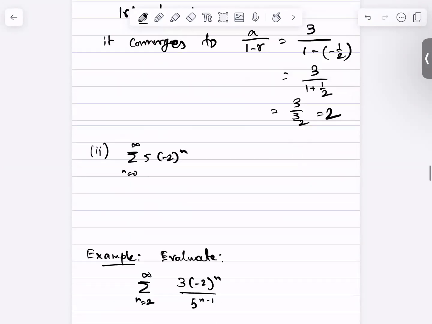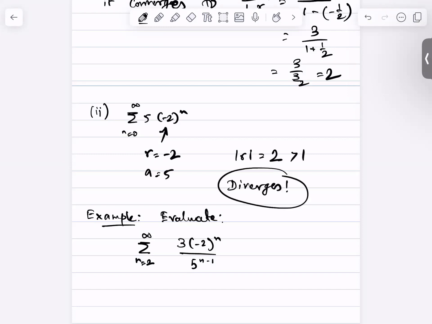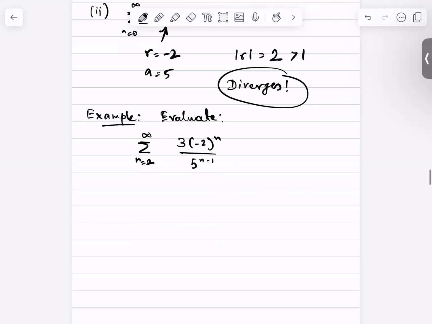Okay, cool. The next example is this, where I can see that r is -12. So obviously modulus, and a here is 5. So obviously modulus of r is 2, which is bigger than 1. So therefore the series diverges by the geometric series test. As simple as I like it.